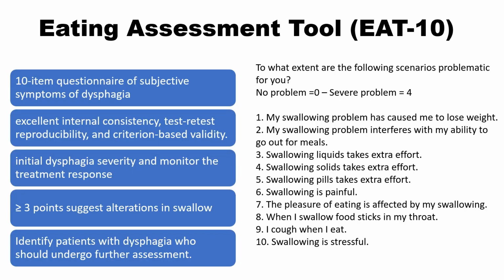Starting with the first questionnaire, the Eating Assessment Tool, EAT-10. This is a 10-item subjective dysphagia symptom questionnaire that can be filled in by a patient within minutes. The patient will go through the list of the 10 items and mark 0 if there is no problem in that individual question, or give 4 if there is a severe problem, or anything in between depending on the grade of the severity of his symptom.